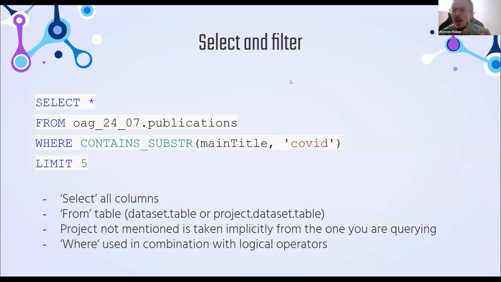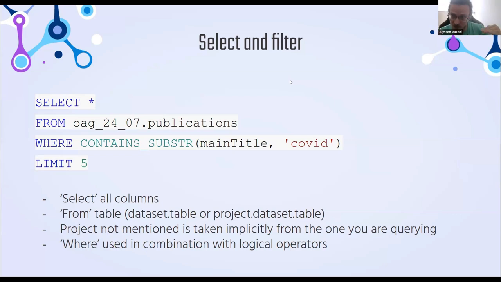This function asks for two parameters. You will see how it works. You pass the column name and the text you are looking for within it, given that this column is a text, a string of characters. So this function will render true in case the set of characters COVID is contained within the text of the column main title. So for all the rows, it would output true or false. True if COVID is found within the string, false if not.